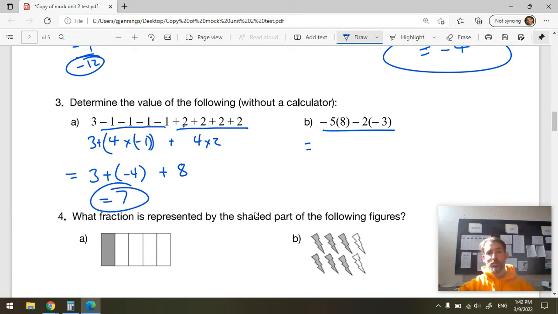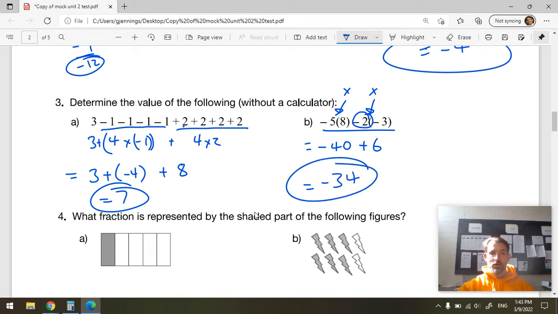Okay, so now we get into some BEDMAS questions. This indicates multiplication. This indicates multiplication. Okay, and those happen first. There's nothing to do inside the brackets, so we don't have to worry about it. First one, negative 5 times 8 is negative 40. Negative 2 times negative 3 is 6. So we have negative 40 plus 6 is equal to negative 34. Okay.